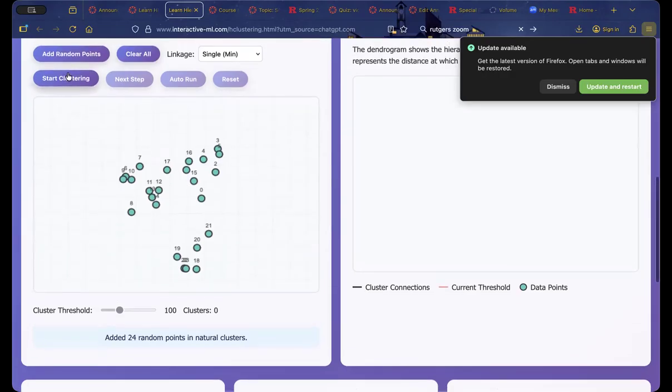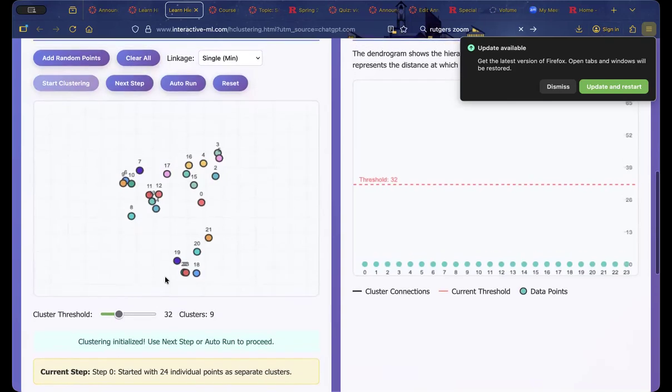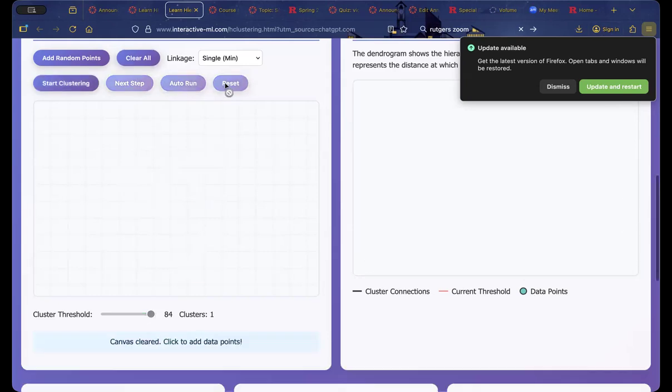Let's see if I have to start clustering. I forgot to press start clustering. I forgot how this works. Let me see if I can reset it too, because I think now I know how it works. Let's add random points.